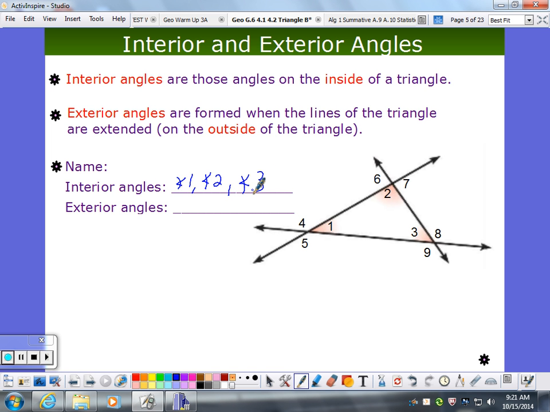Remember, middle of each one here, if you're following along, hopefully you are. And my exteriors: extend this one, angle 4 is outside the triangle. Extending that one, angle 5. If we extend this side, angle 6 on the exterior, on the outside. So these other angles are outside of the triangle formed by extending the side. They're exterior. Yes?